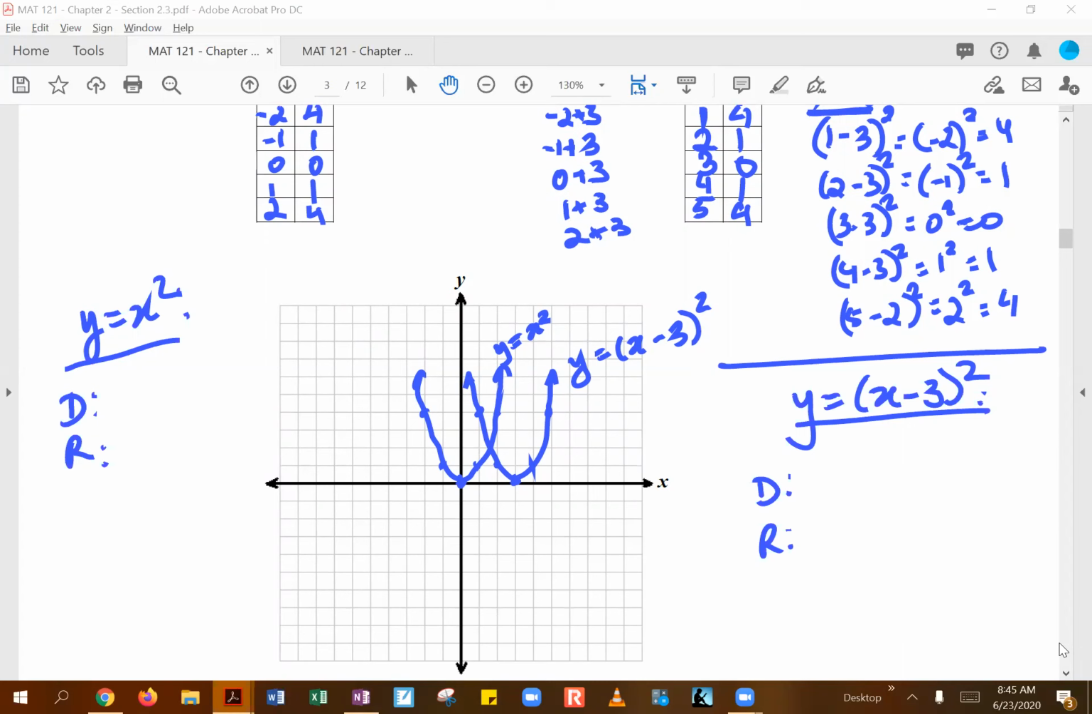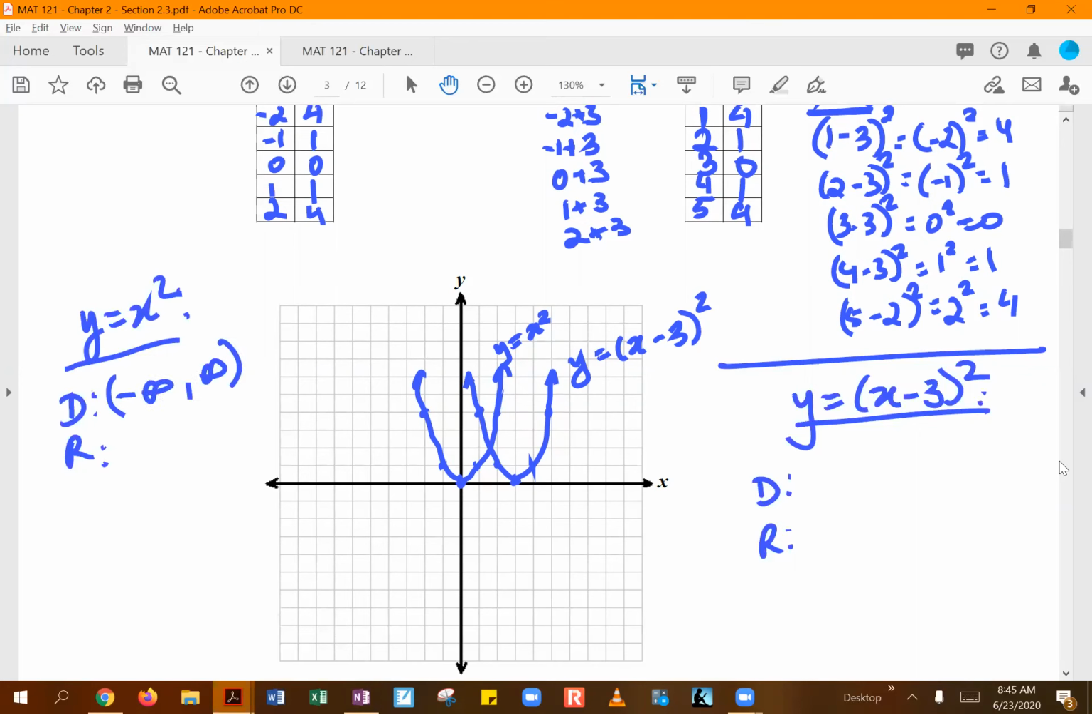Okay, domain would be going from negative infinity to positive infinity. Very good, Meredith. Yeah, because again, you're heading in both directions. What about the range for the original function?